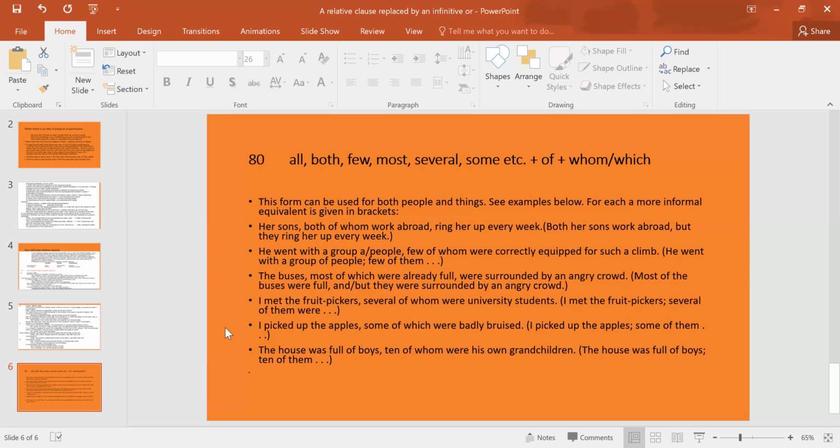So this is the end of today's lecture. In the next lecture, we will cover the leftover examples of non-defining relative clauses, and we will also touch upon our last kind of clauses, that is connective relative clauses as well.